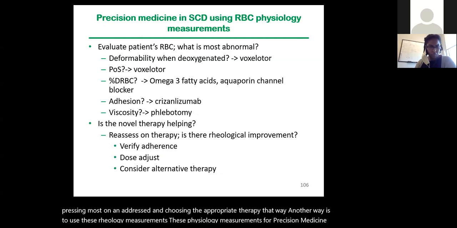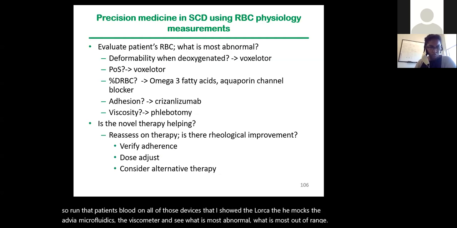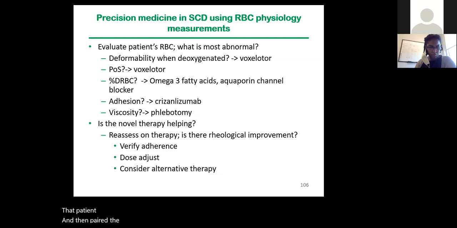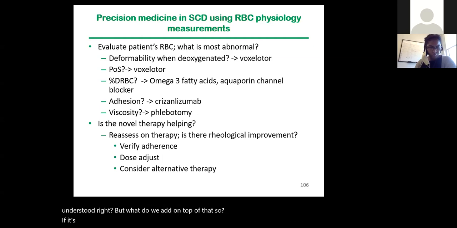So run that patient's blood on all of those devices that I showed, the Lorca, the Hemox, the Advia, microfluidics, the viscometer, and see what is most abnormal, what is most out of range in that patient, and then pair the therapy accordingly. Of course, everybody's on hydroxyurea, that's understood, right? But what do we add on top of that? So if it's their elongation index minimum that is extremely low, voxelotor would likely address that. Point of sickling is also shifted by voxelotor.